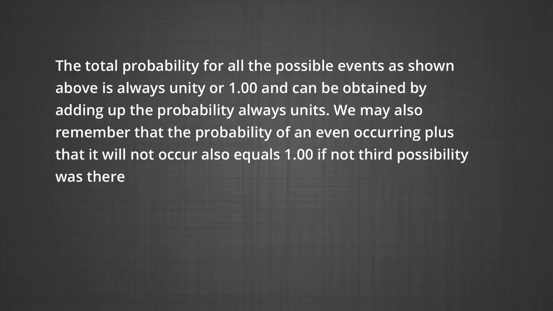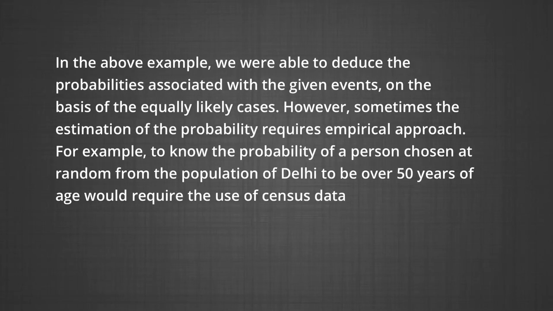Dear students, the total probability for all the possible events as shown above is always unity or 1, and can be obtained by adding up the probabilities of the individual events. We may also remember that the probability of an event occurring plus the probability that it will not occur also equals 1, if no third possibility is there. In the above examples, we were able to deduce the probabilities associated with the given events on the basis of the equally likely cases.